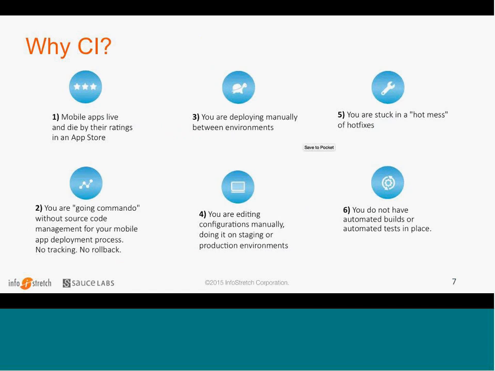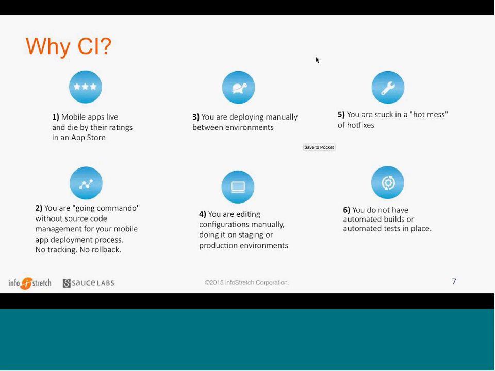Now, why is CI important, right? We all know the mobile world is very dynamic, and mobile apps live and die by their App Store ratings. If my App Store ratings are going down the drain, then as a product owner, I want to ensure that features or bug fixes go out to the market as soon as possible, rather than prolonging my release cycle to production to 2 months. I want to shrink it to 2 or maybe 1 week.